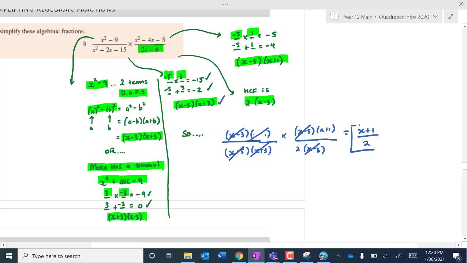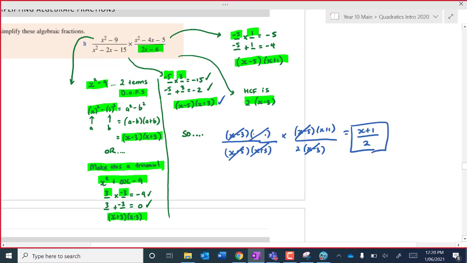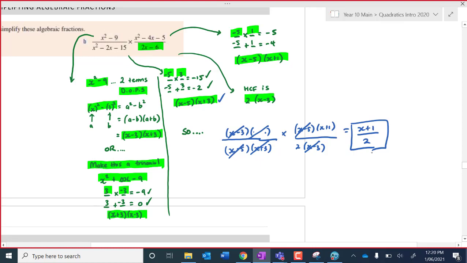So if you can do this one, you've really started to master factorising already. I won't expect you to be able to just do that, but if you can do that, and if you practice those, then you should.